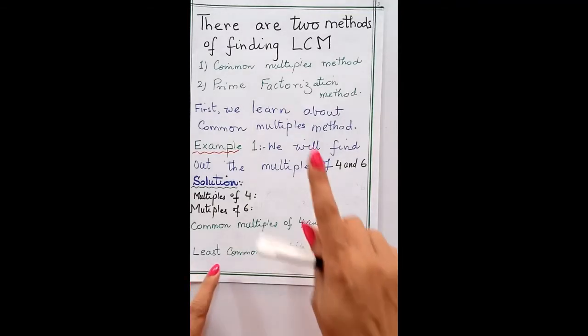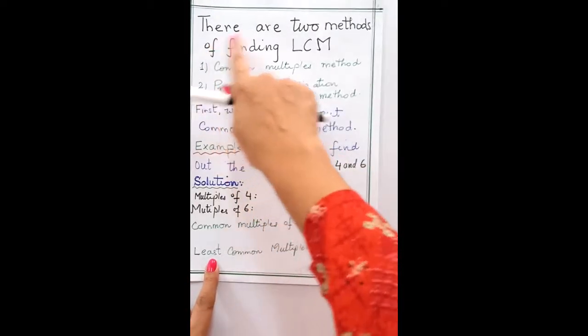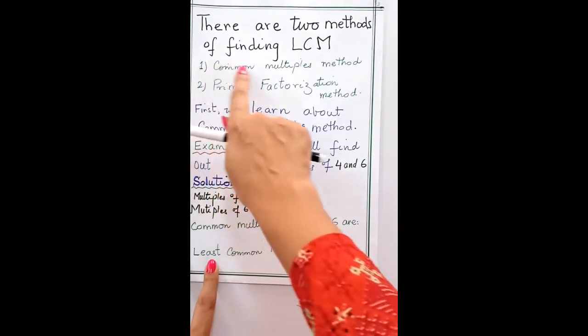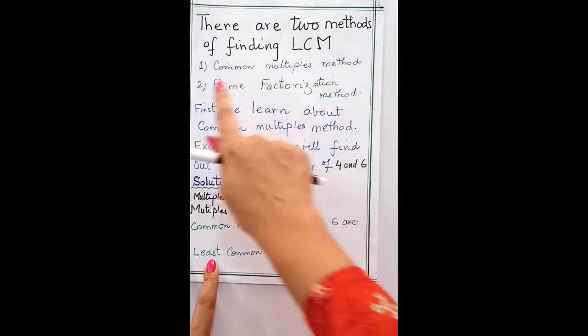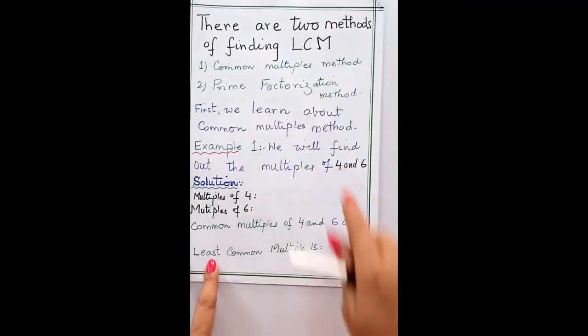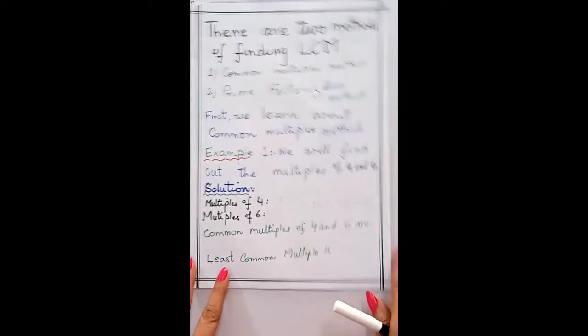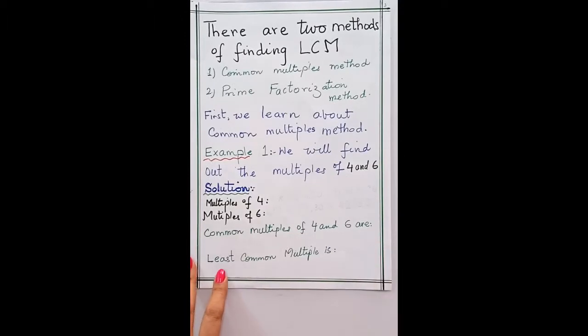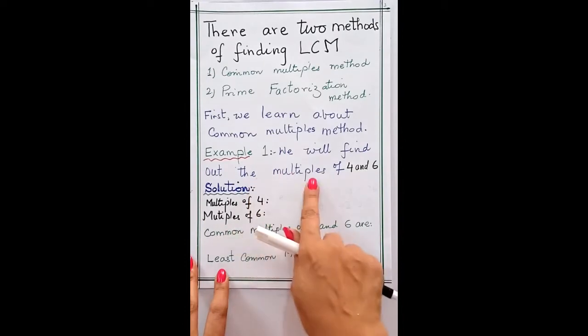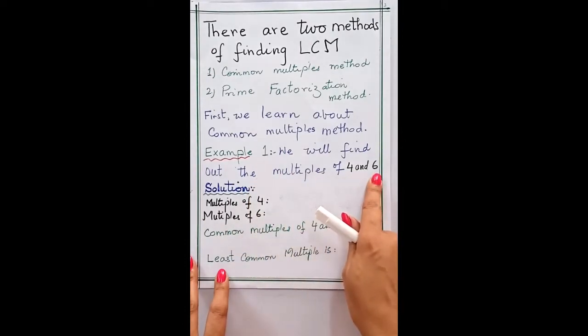Students, there are two methods of finding LCM. The first one is common multiples method and the second one is prime factorization method. And prime factorization method is also called division method. So first we will learn about the common multiple method. For this we will see example number 1. We will find out the multiples of 4 and 6.